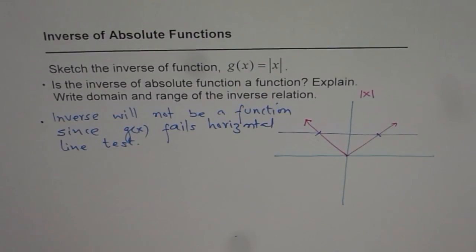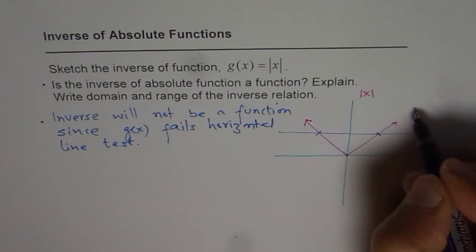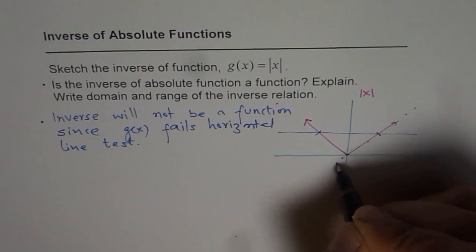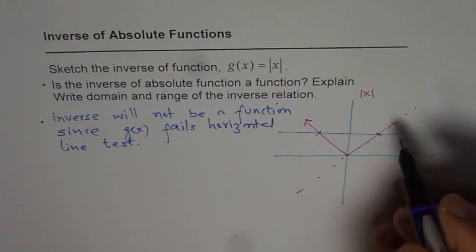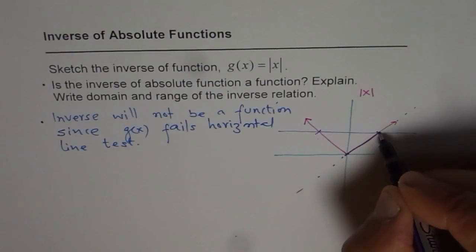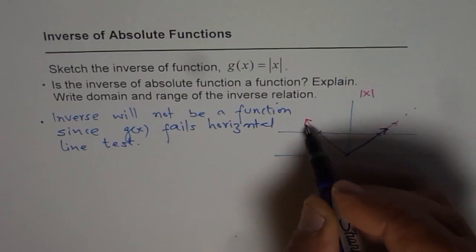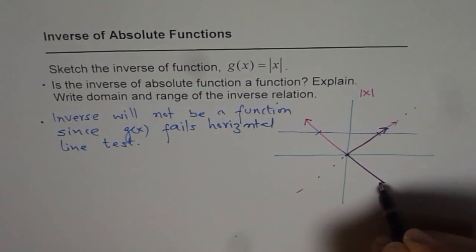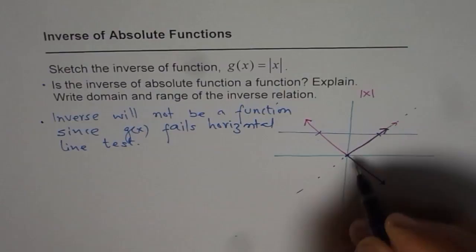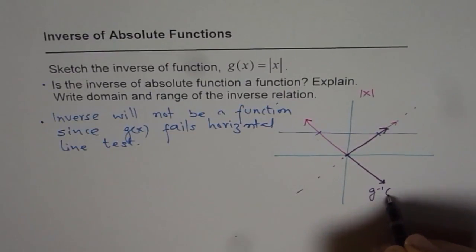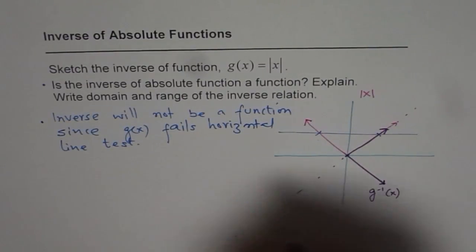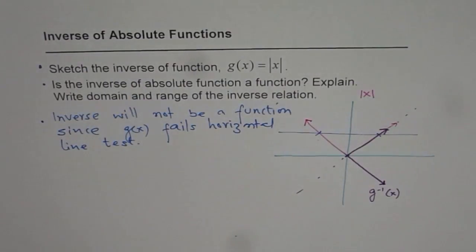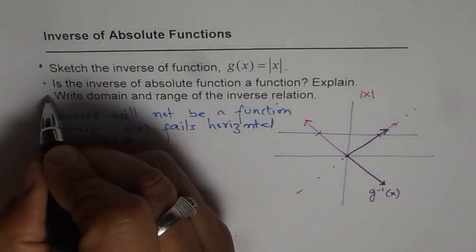Now if you want to sketch the inverse function, it is to be reflected on y equals x, correct? So when you reflect, the right half, which is in quadrant 1, remains there as it is. So let me just sketch it as it is, like this, right? And this portion which is in second quadrant will be reflected in the fourth quadrant. So we'll get like this. So that is g inverse x, right? That is a sketch of inverse of the function. And now we can write domain and range of the inverse.